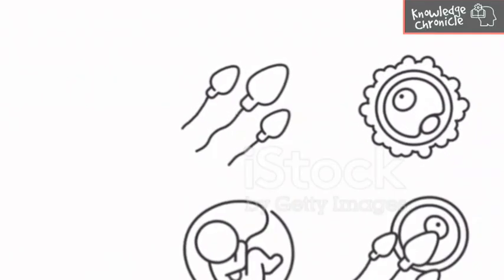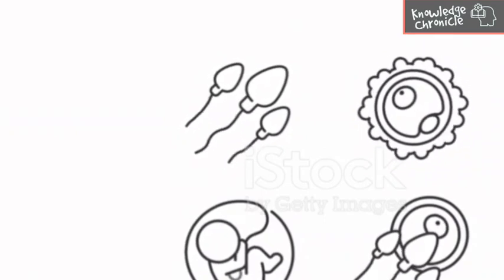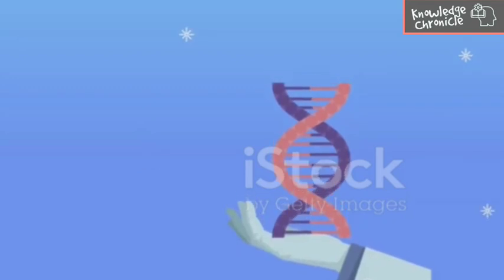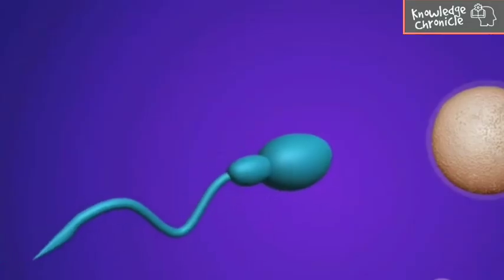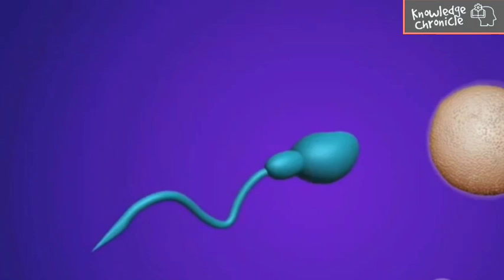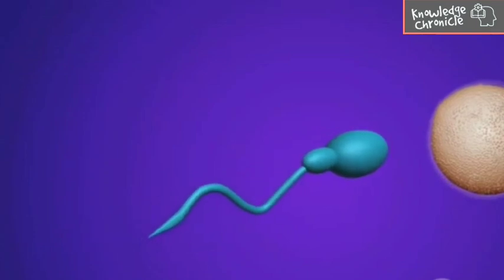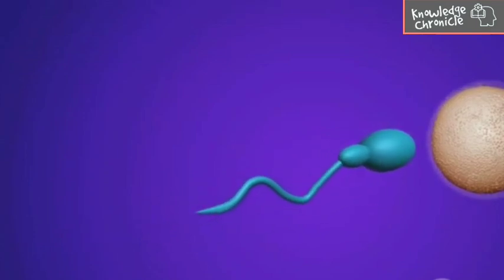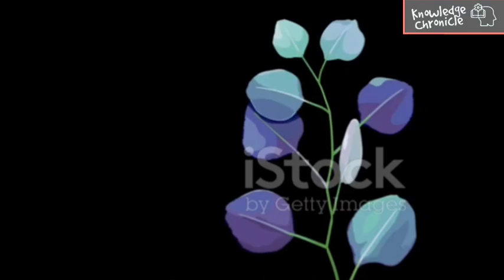Reproduction is the biological process through which organisms produce offspring. It ensures the survival of species and the transfer of genetic material to the next generation. Broadly, reproduction is categorized into two types: asexual reproduction and sexual reproduction. Let's break these down. Asexual reproduction.